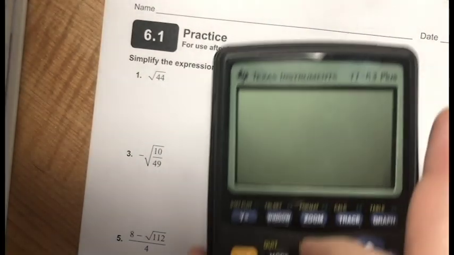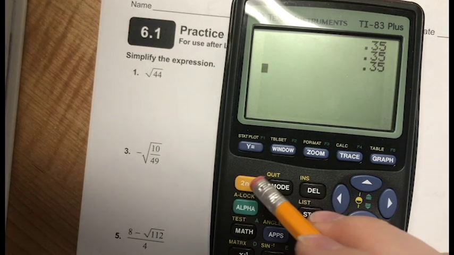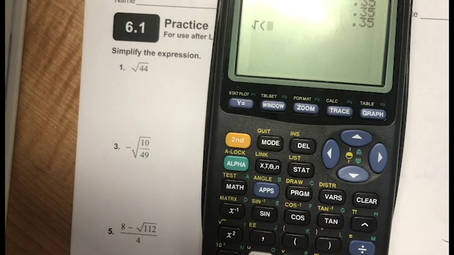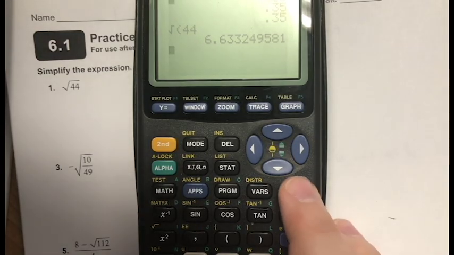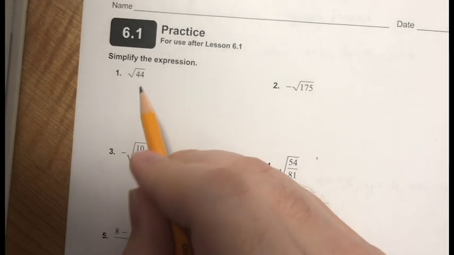Now, you're also probably thinking, well, why don't I use this calculator? Well, let's find out. Let's go second, and it's the same button. The x squared gives me the square root, and I'll put 44 in there. And it gives me just the identical number. It's craziness. So what do we do? Well, we have to ask ourselves this.